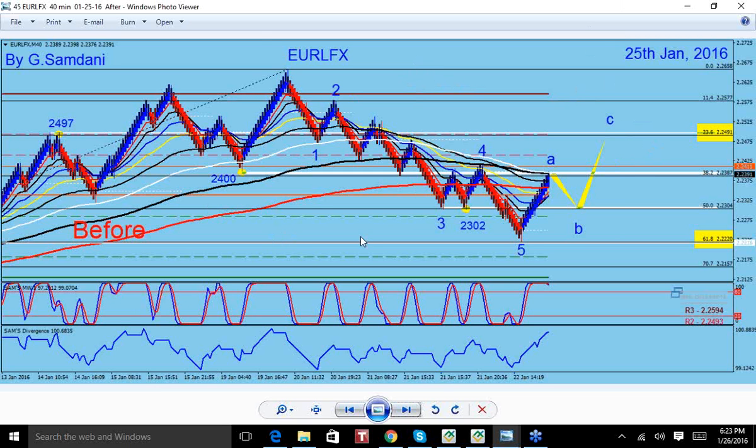As you all know, I make these charts beforehand and send them out to my subscribers with instructions on what to do with them. This is the chart. This is the Euro index.